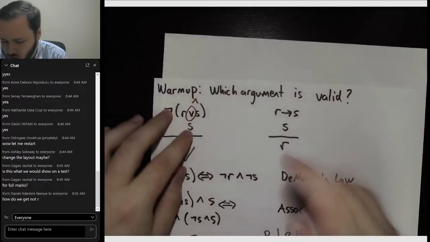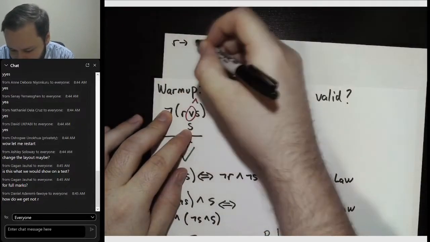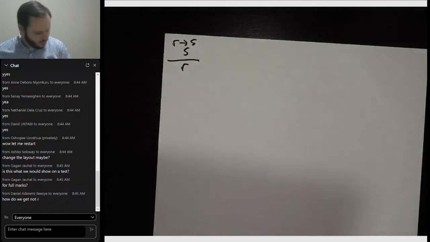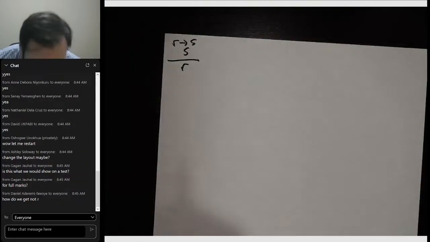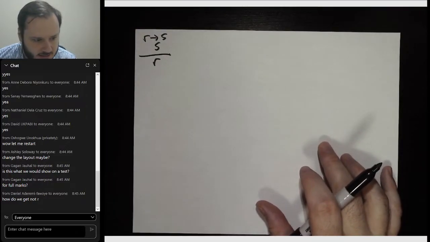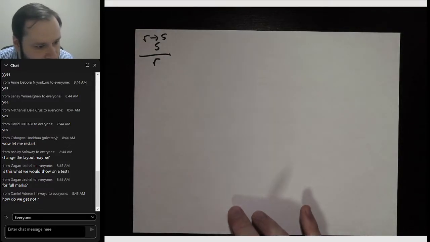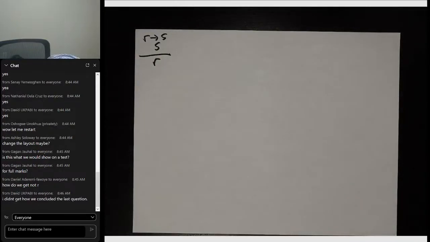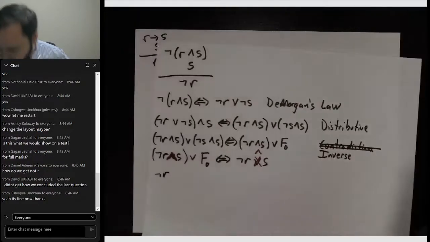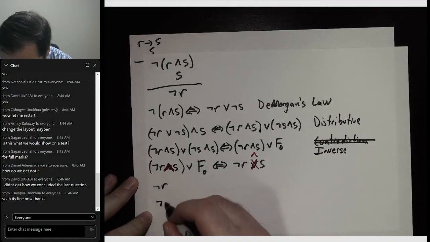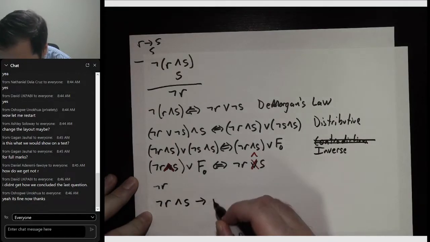We had, just as a reminder, we were looking at R implies S, and S implies R. So we tried doing laws of logic. Is this what we would show on a test for full marks? Yep, this is good. How do we get from, this is a good question, how do we get from not R and S implies R? So let's just add that. Not R and S implies not R.